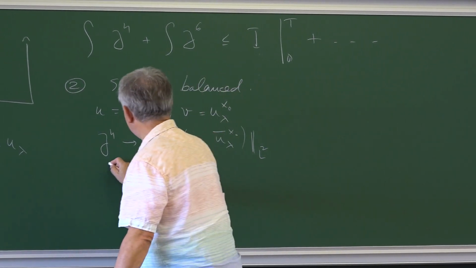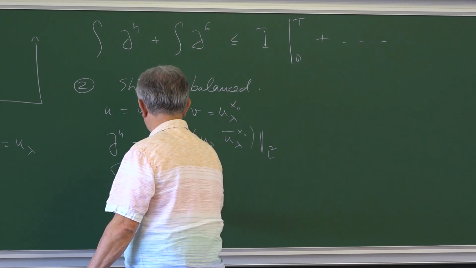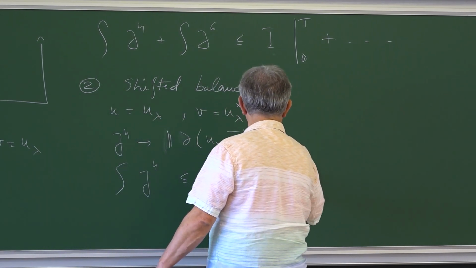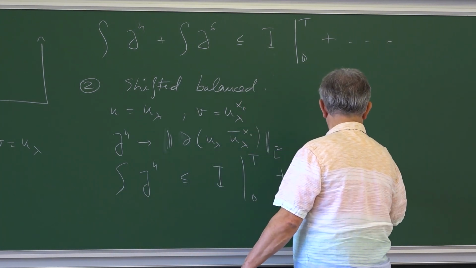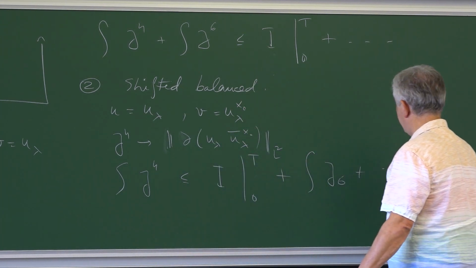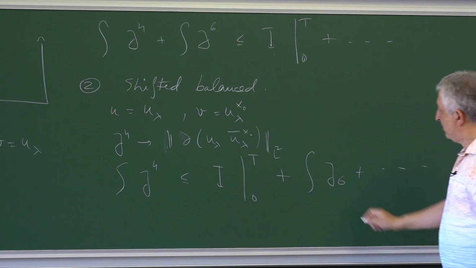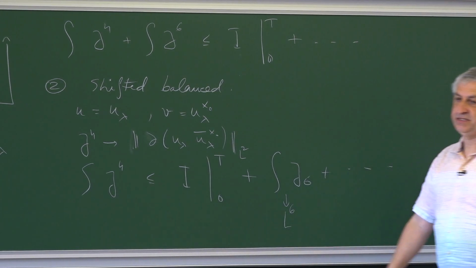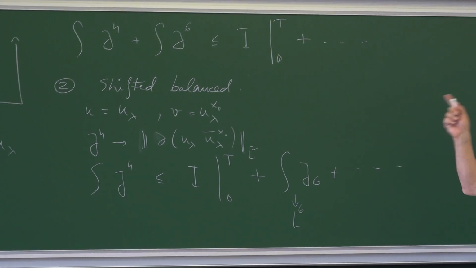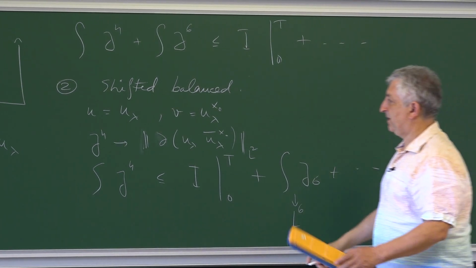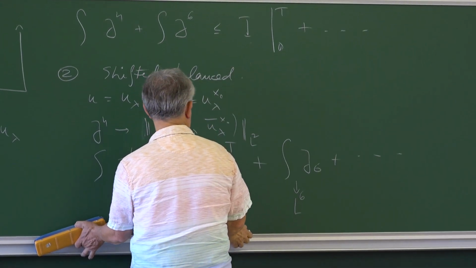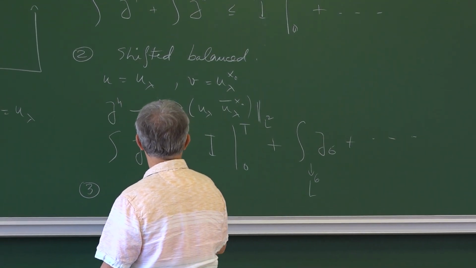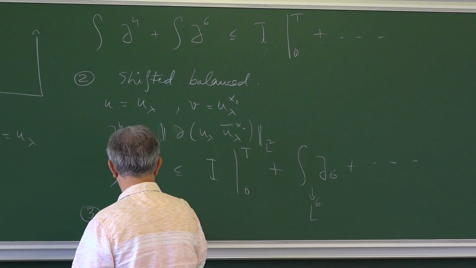So now our identity reads integral of J4 smaller than I evaluated between time 0 and t plus integral of J6 plus and so on. Everything else is still perturbative, but the novelty here is that this is also perturbative because now I can estimate this using the L6 estimate, which I have closed earlier. All right, so this was the second case. And then we have the third case where we look at the unbalanced case.